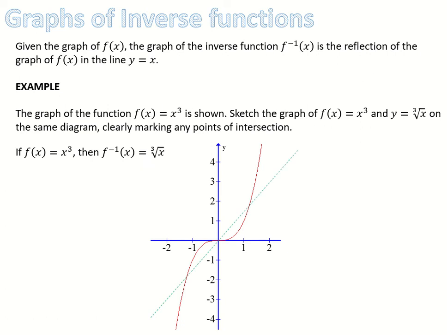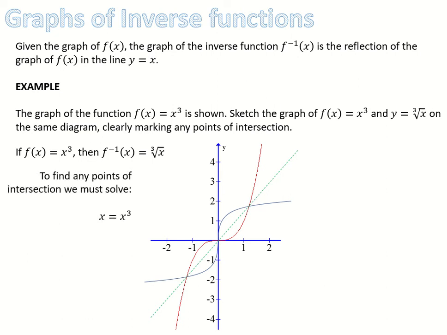In which case, straight away, we know that it reflects on the line y equals x, so we can draw that, and then we can just reflect it across that line, and then draw the graph of y equals the cubed root of x. But the difference comes from actually clearly marking any points of intersection. This is straightforward enough, especially if you've drawn it in advance. You can see that there are 3 points, and you can roughly work out where they are.